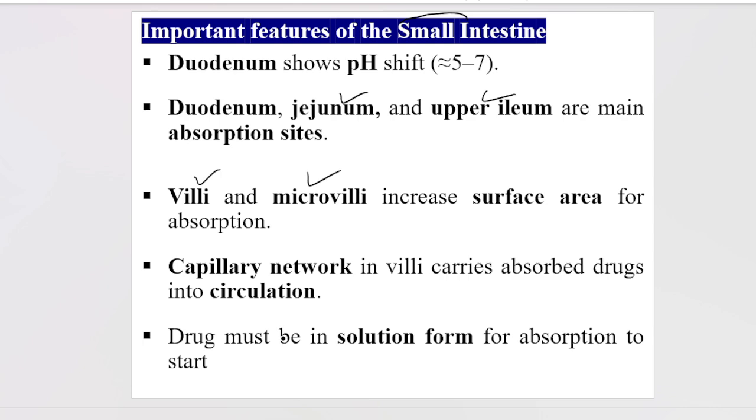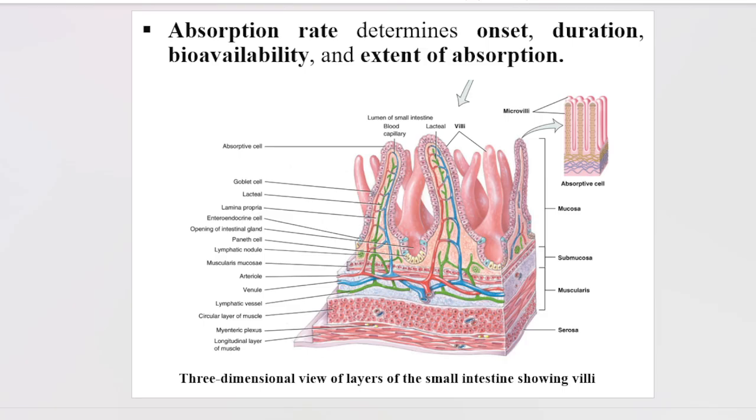So the drug must be in solution form if it has to be absorbed from the small intestine. So taken together, the small intestine has a very large surface area. The pH is basic in nature, but most of the drugs, whether they are acidic or basic drugs, are absorbed from the small intestine because it has a large surface area. So this is the absorption process.